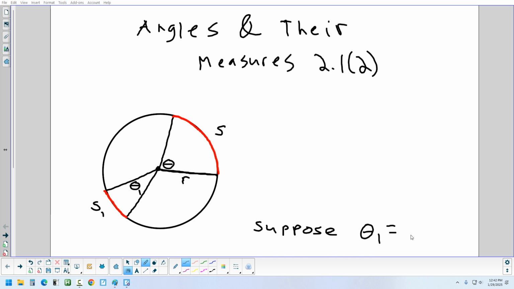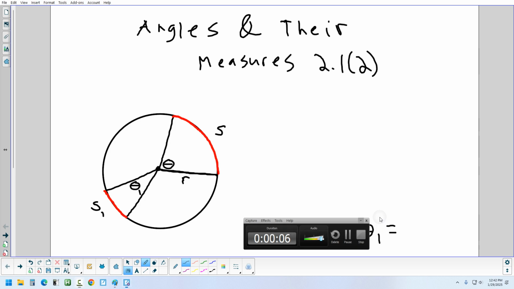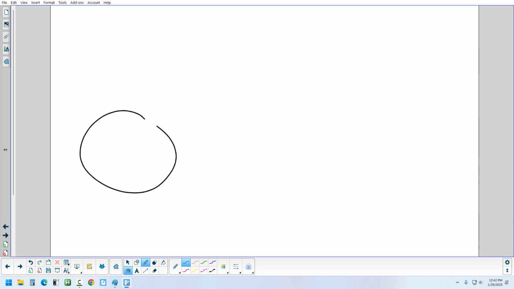Take a look at 2.1 Part 2. Part 2 is on two things. Just to show you what we're going to do, I'm going to give you a circle. We're going to have an angle inside it, and I want you to measure how long that arc in red is. That arc in red is going to depend on two things: how big you made that angle, and how big the overall circle is. So we're going to look at how you find the length of an arc.